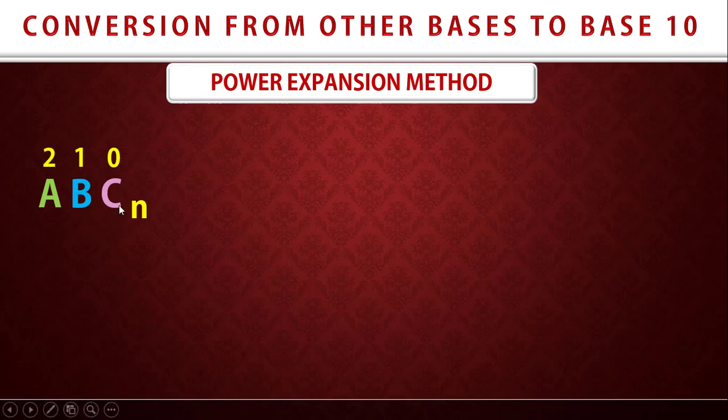So from here now, if we move from our right hand side, the last digit will have power 0, the next digit will have 1, and the next digit will have a power of 2.